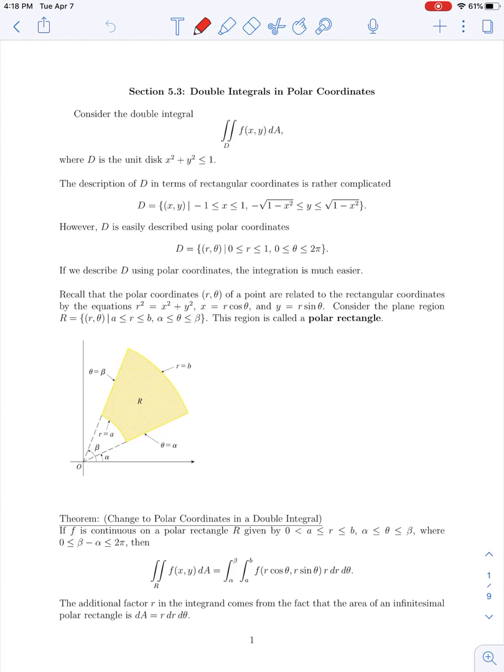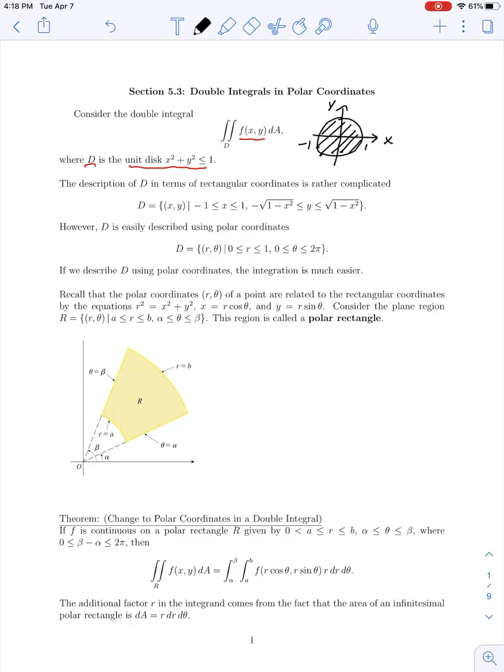So let's suppose that we want to evaluate the double integral of some function of two variables, f of x y, over a region D, where D is the unit disk x squared plus y squared is less than or equal to 1. So let's visualize our region of integration. Here we're looking at the set of points in the xy plane that lie within the circle of radius 1 centered at the origin.